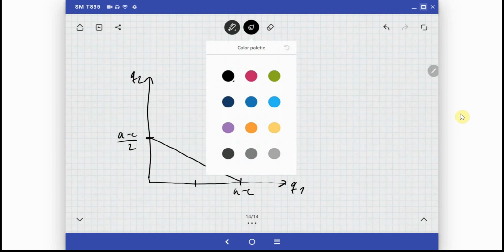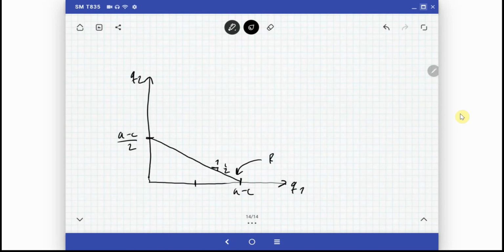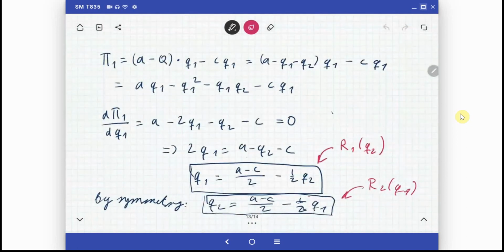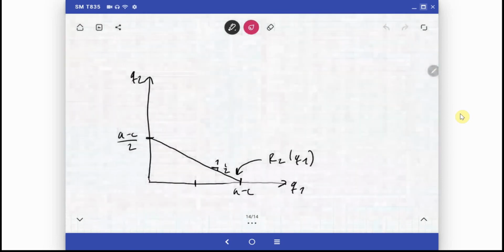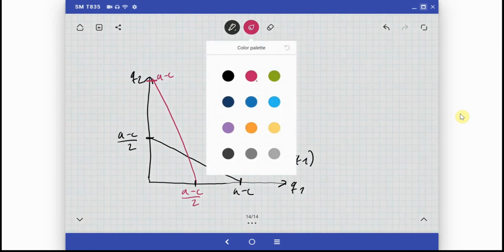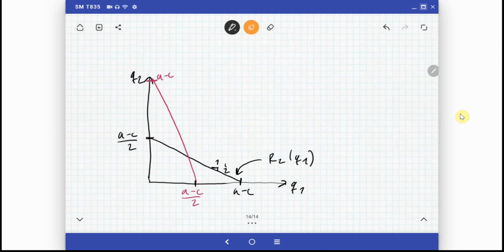So maybe first of all we can write that this is the reaction function of player 2 as a function of Q1. Now let's choose a different color, for example red. If we want to plot the other one, Q1 is equal to (A minus C) divided by 2 minus 1/2 Q2, then it would actually look like this. Again, (A minus C) over 2, and here we will have A minus C. Now let's find where we have the Nash equilibrium. Suppose that we are here.